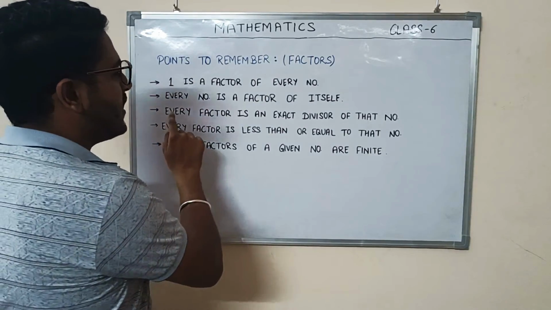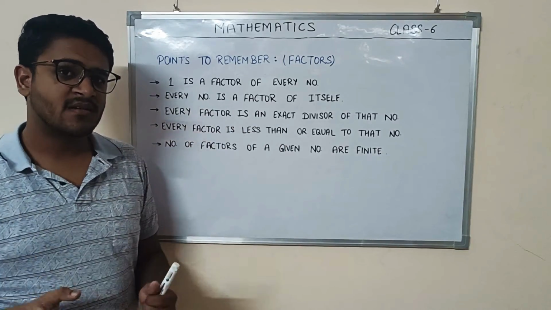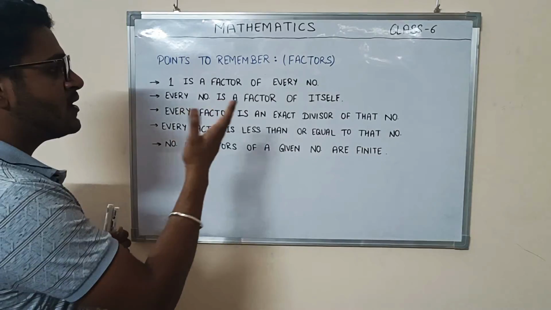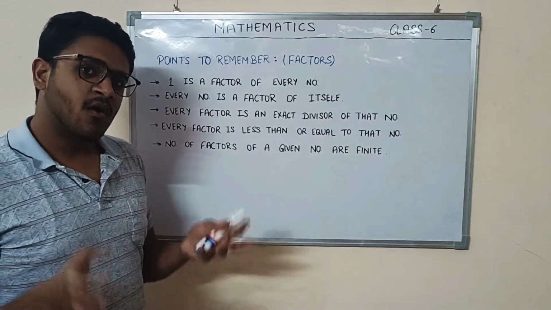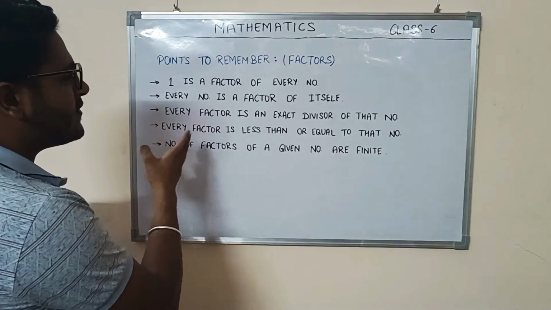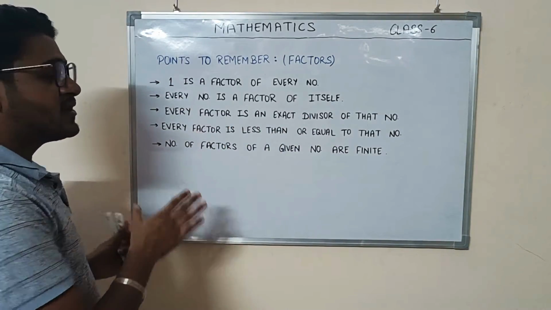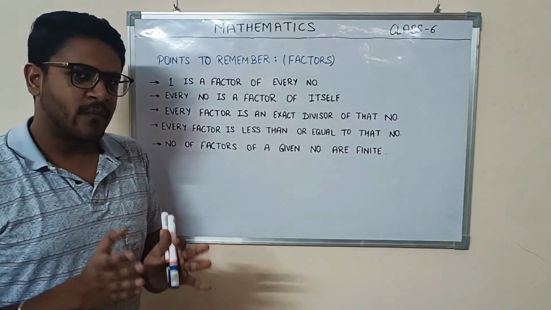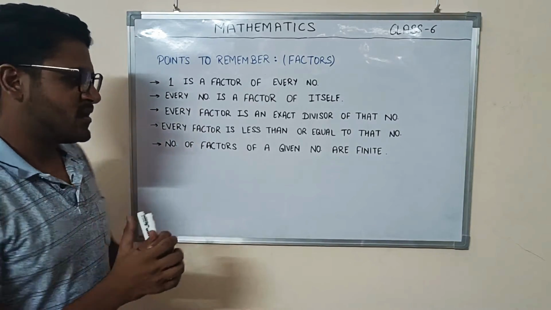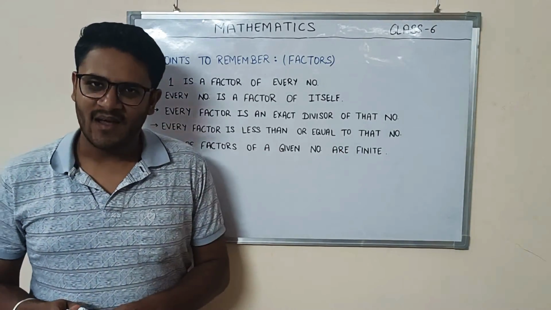Now the next point. Every factor is an exact divisor of that number. This we discussed from the definition, right? That each factor will be an exact divisor of that number. Okay. So the other point is, every factor is less than or equal to that number, right? All the factors of a given number will be either equal to that number or lesser than that number. The number of factors of a given number is finite.